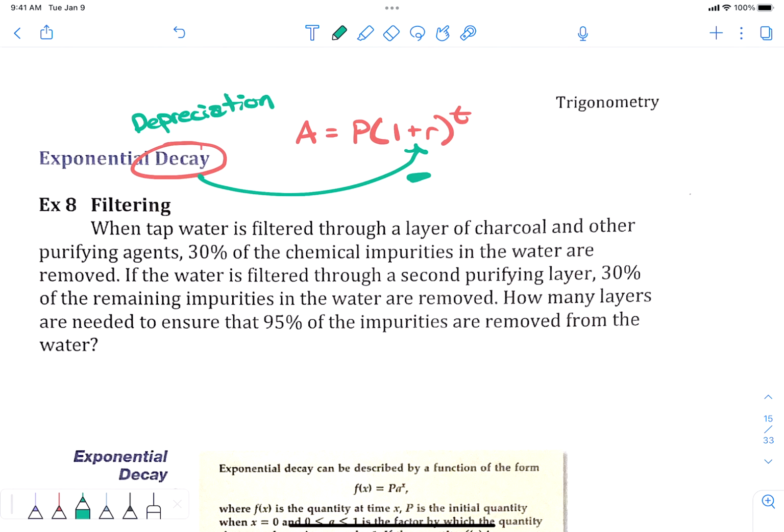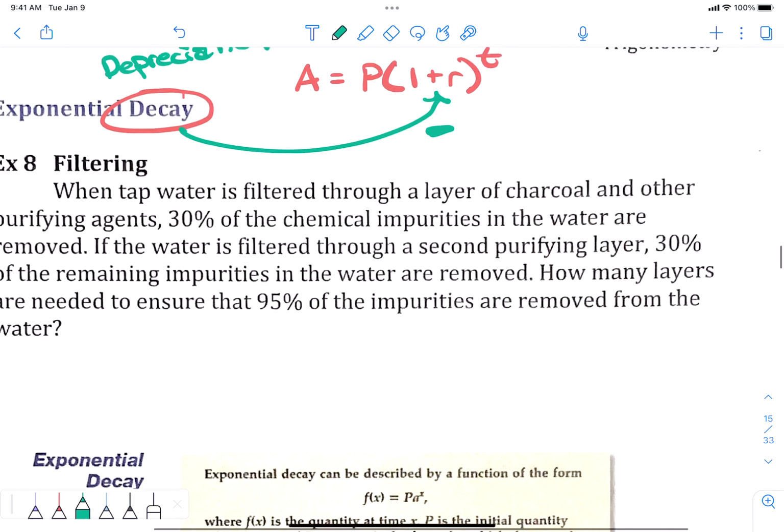If we take that water now and filter it through again, is it going to be even more pure? Yeah. So a lot of those water filters, rather than doing just one layer of charcoal, they'll do 2 or 3, right? Because then your water will be very, very pure. If the water is filtered through a second purifying layer, 30% of the remaining impurities in the water are removed. So it's 30, 30, 30, depending on how many times you do it. How many layers are needed to ensure that 95% of the impurities are removed?